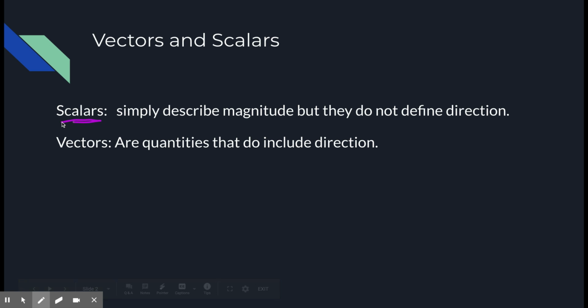A scalar and a vector both involve numbers, but there's a distinguishing factor between the two of them. A scalar simply describes magnitude, which is just the number alone, the amount, but it has no defined direction. So no direction. South, west, east, right, left, up, down, that's direction. Vectors are quantities, a number, that do include direction. So these would be two key terms to write down in your notes.